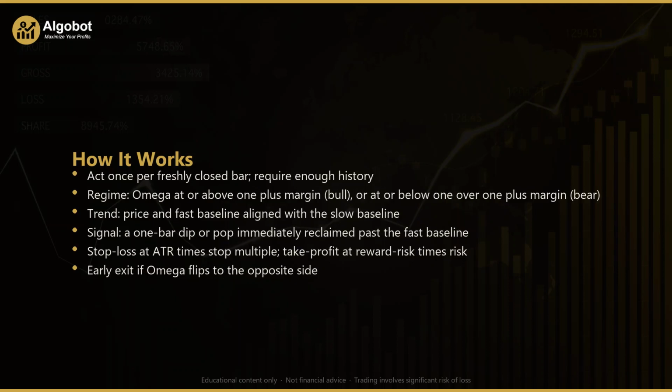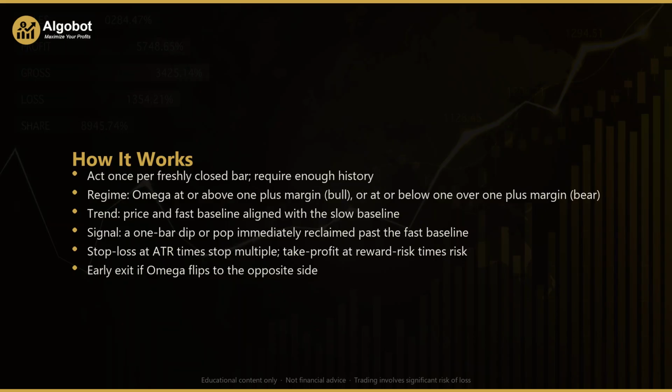Let's walk through the exact logic the expert advisor follows, step by step. The strategy acts only once per freshly closed bar, so it never reacts to the noise of a still-forming candle. Before doing anything, it checks that enough closed history exists for its widest lookback. First, it computes the Omega Ratio over the OmegaWindow, which defaults to 30 bars. It walks back through the window, adding up every positive bar-to-bar return into a gains total and every negative return into a losses total, then divides the gains area by the losses area.